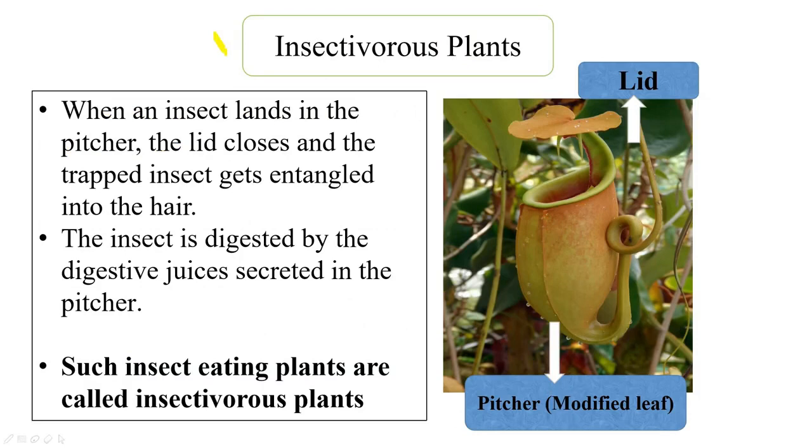So now we will study about insectivorous plants. There are some plants that can trap insects and digest them. Isn't it interesting? An example is pitcher plant. In pitcher plant, the leaves get modified into this pitcher-like structure. So when an insect lands in this pitcher, this lid closes and the trapped insect gets entangled in the hair. The insect is then digested by the digestive juices which are secreted in the pitcher. Such insect-eating plants are called insectivorous plants.